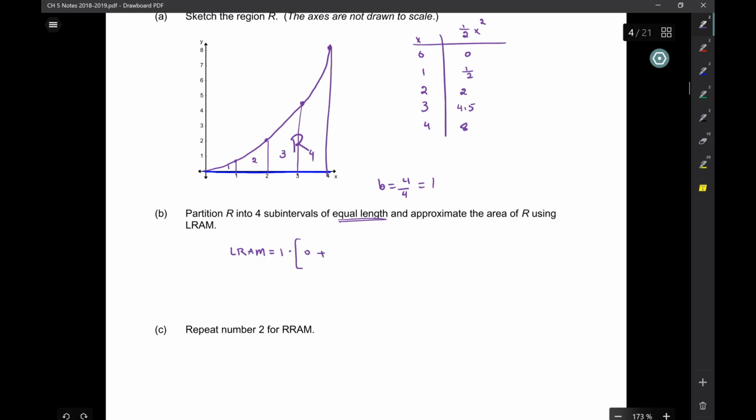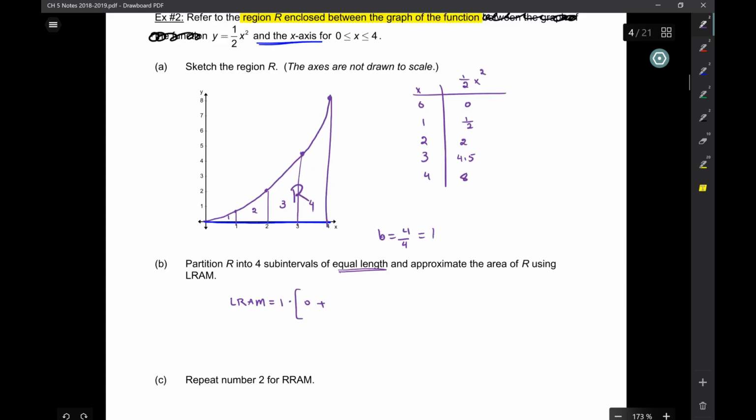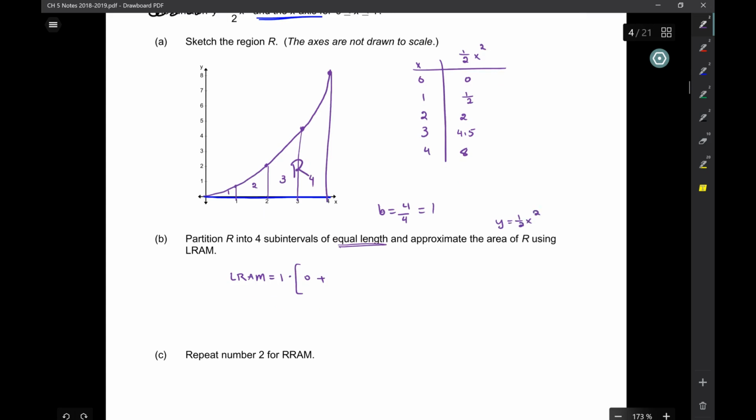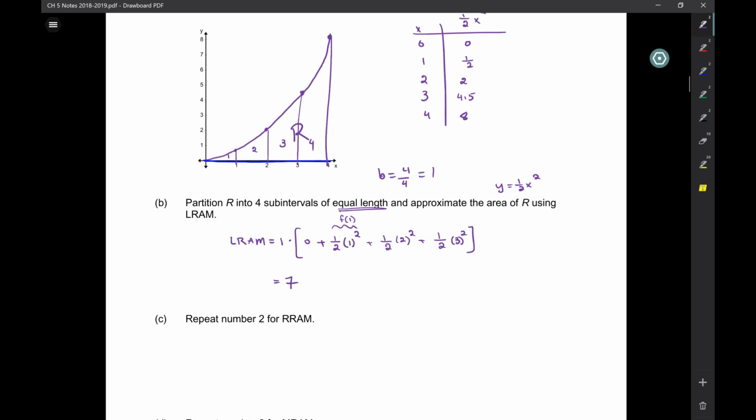0 plus, okay? Now, for rectangle number 2, it's going to be the left end point. I'll just write it for this one. What was the equation here? Half x squared. If you don't have that table set up, it would have to be half times 1 squared. This is f of 1 plus half of 2 squared, plus half of 3 squared, right? So this is the left-hand approximation. Turns out this is equal to 7. Right. All right, so make sure you have 1, 2, 3, 4 values.